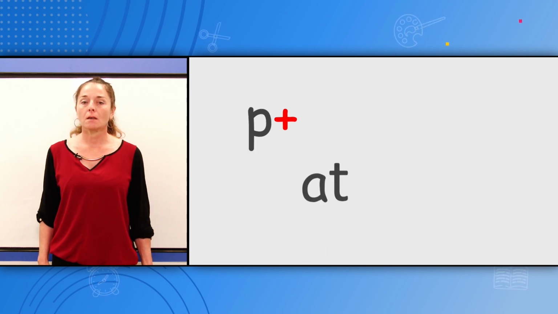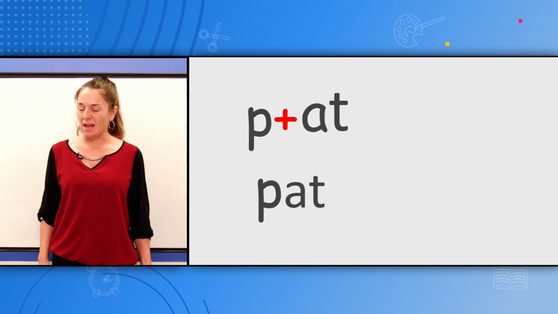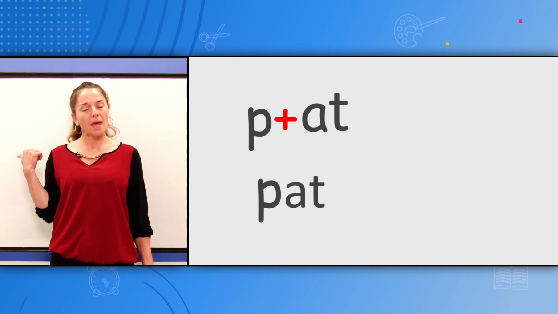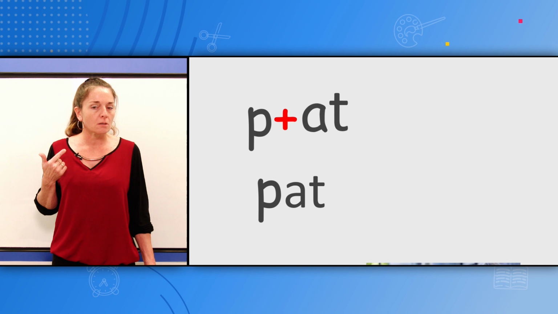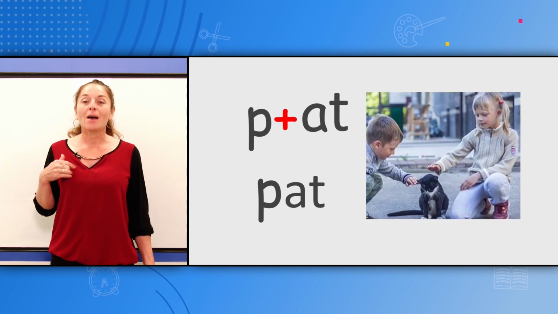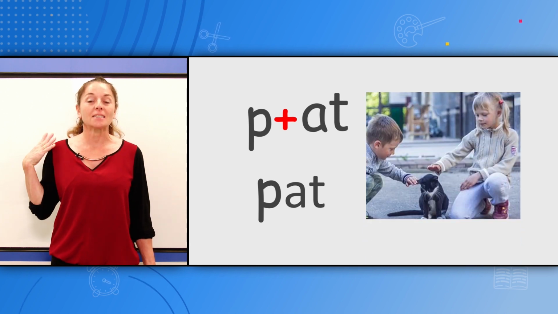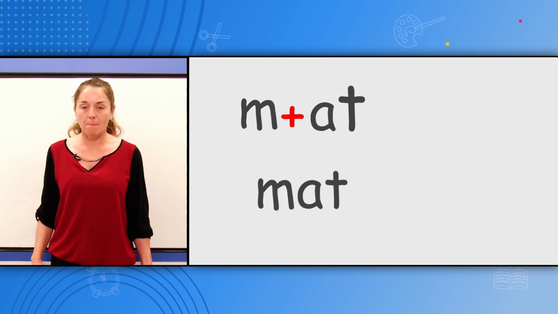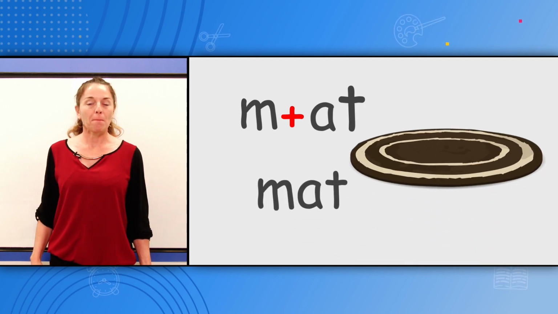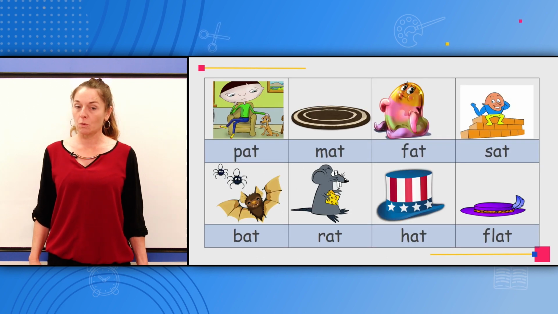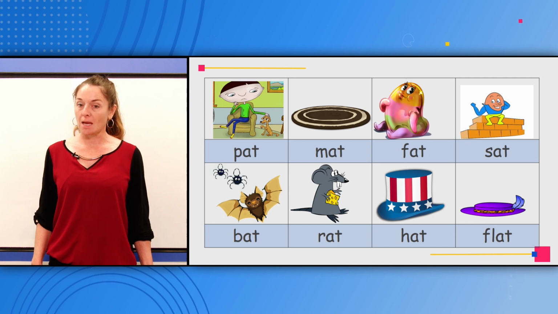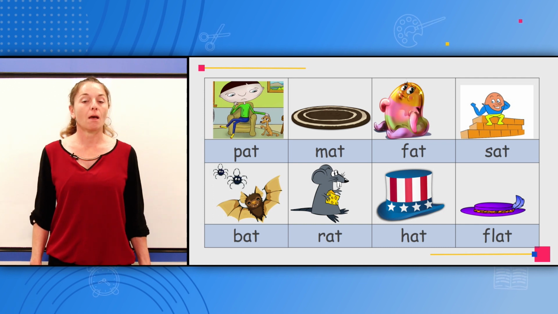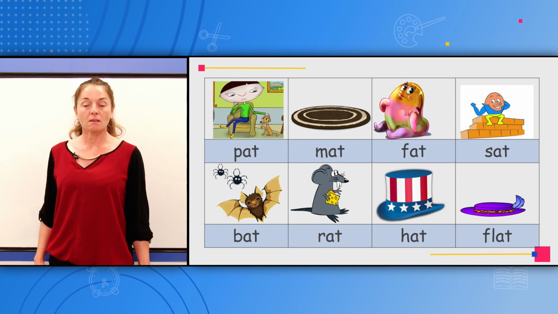P, at, pat. We know pet. What is pat? Ah, lelatef. Pat is lelatef. At. You know this word? Mat. Super, a mat, marvad. Okay? Super. These are the words. Pat, mat, fat, sat, bat, rat, hat, flat.